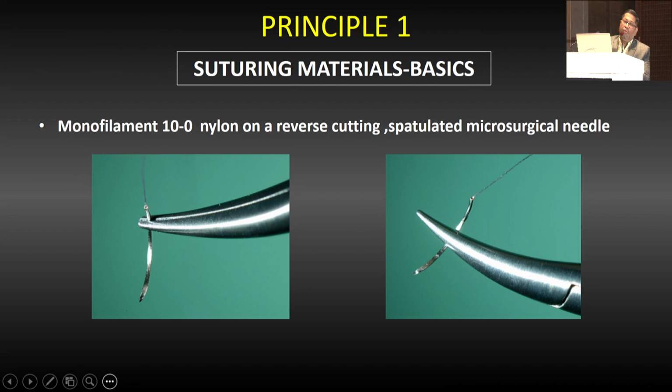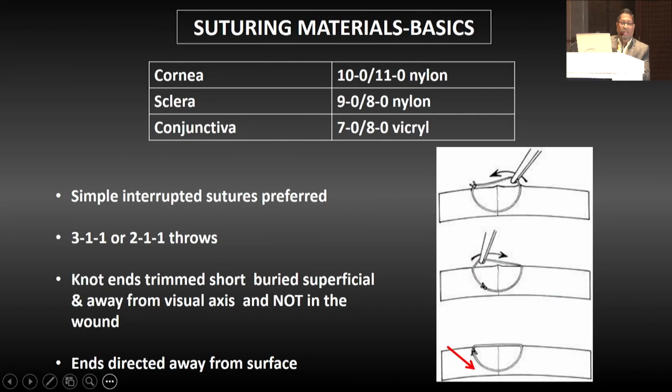That should be monofilament 10-0 or 9-0 sutures with a reverse cutting spatulated needle, which has to be held at the junction of the 2/3 and 1/3 of the needle. Next will be the selection of the suture material. The selection of the material will be 10-0 or 11-0 nylon for corneal injuries, 8-0 to 9-0 nylon for scleral injuries, and conjunctiva is always with acrylic.